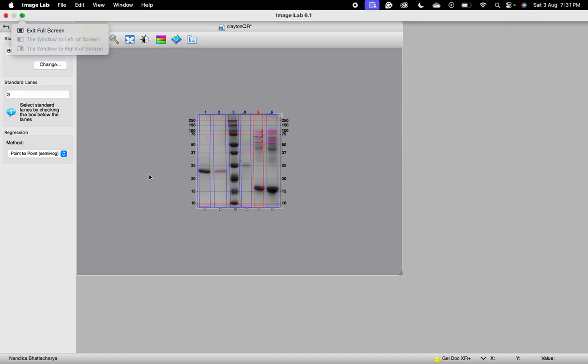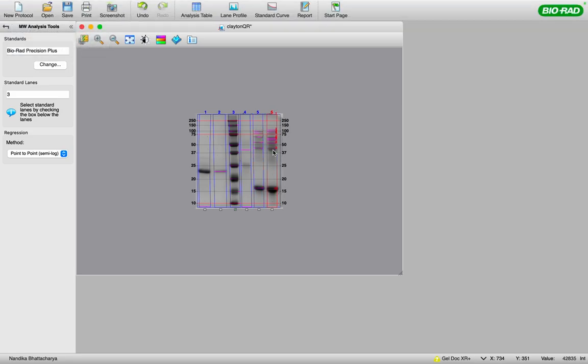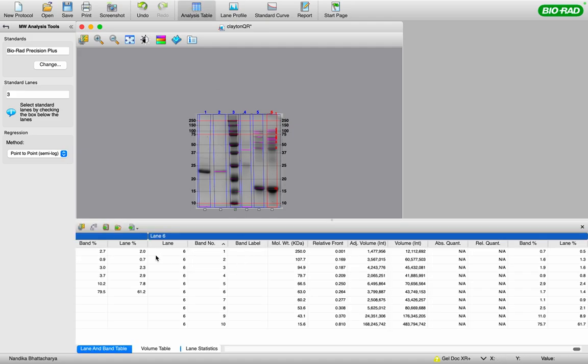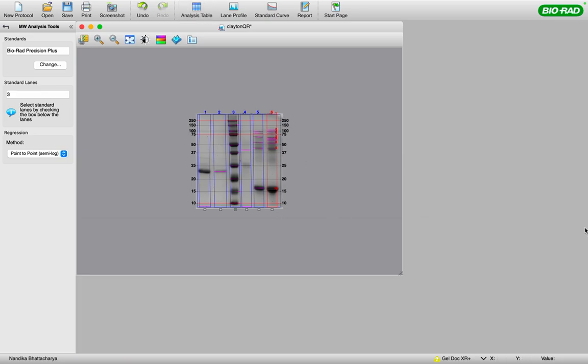Okay. So again, if I want to say what is this, I don't know what this molecular weight is, but I want to find out. Again, I can go to analysis table. This is lane number 6, and this is band number 9. So I go here, giving a molecular weight of 43.1. Okay. So in this way, I can analyze the bands that I've gotten in this gel.